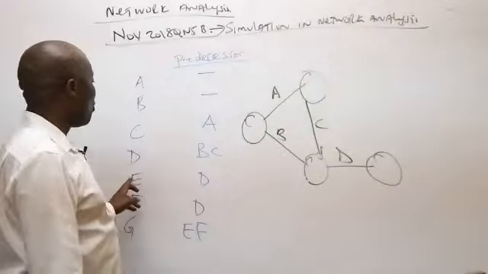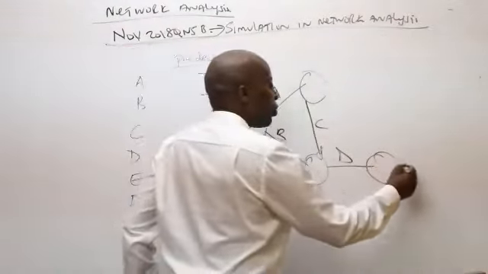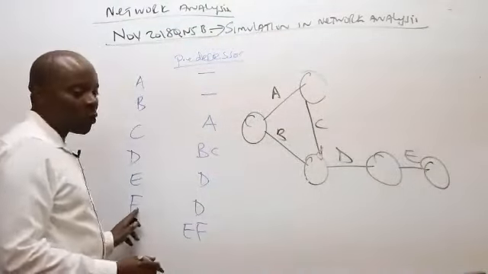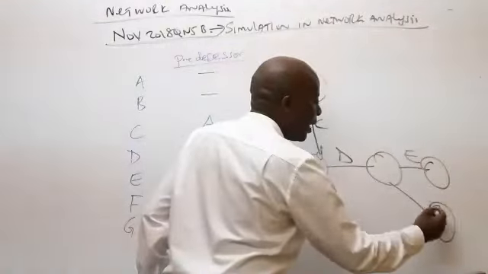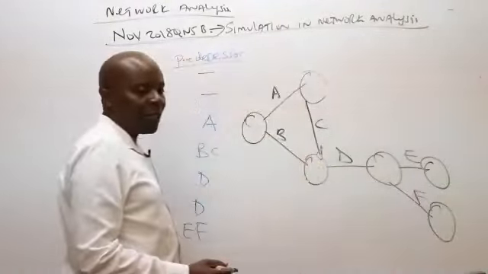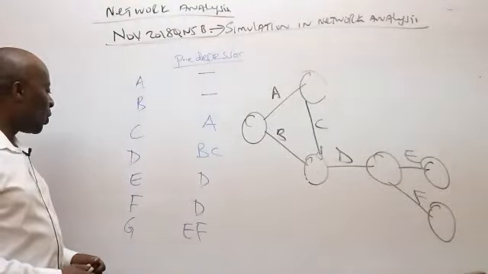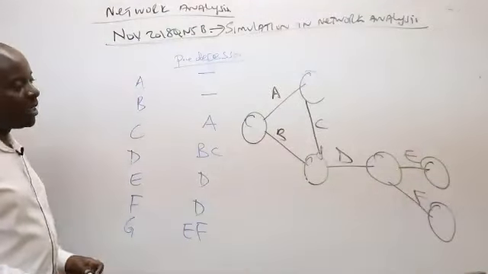After D, we have E, which comes after D alone. After E, we have F. F also comes after D alone. So we have our F there. From there, ladies and gentlemen, we have a G. G, we are told, comes after E and F.